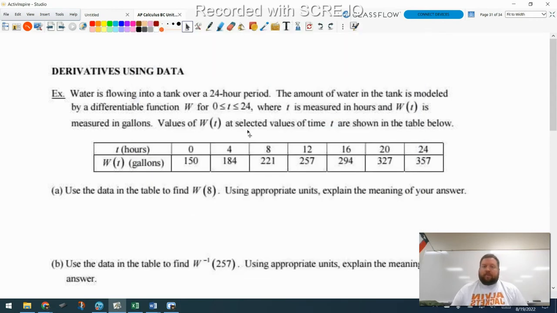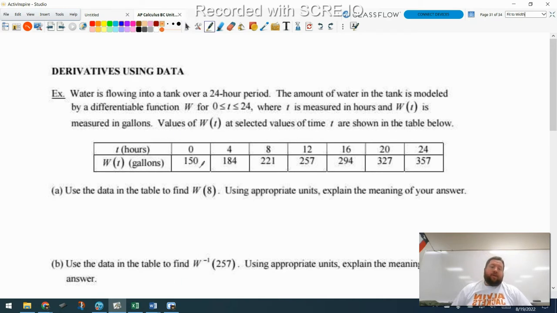All right, so with this problem, we have water flowing into a tank over a 24-hour period. The amount of water in the tank is modeled by a differentiable function W for 0 to 24. T is measured in hours, and W of T is measured in gallons. Values of W of T at selected values of time T are shown in the table below.